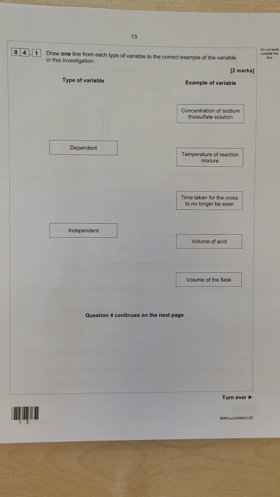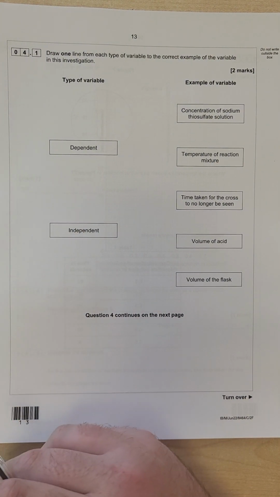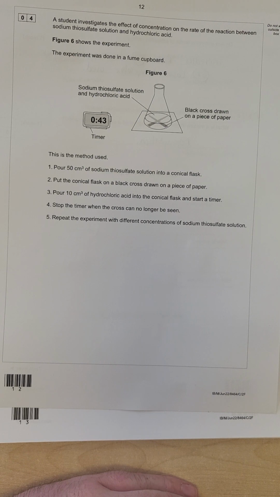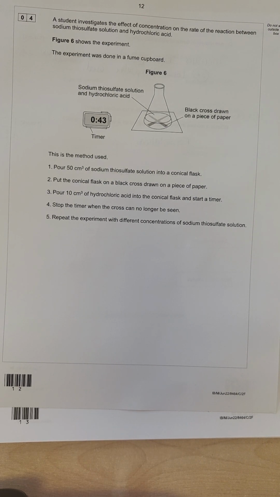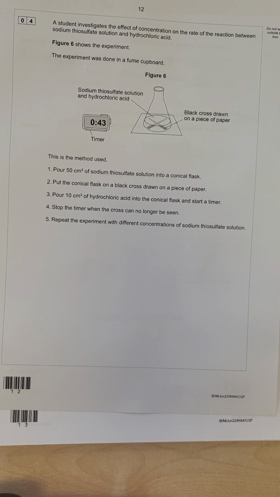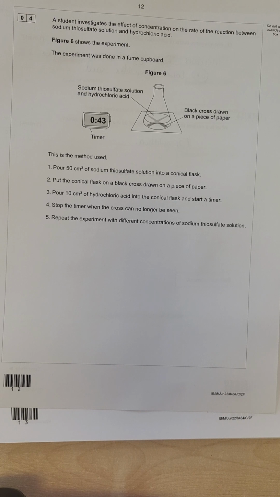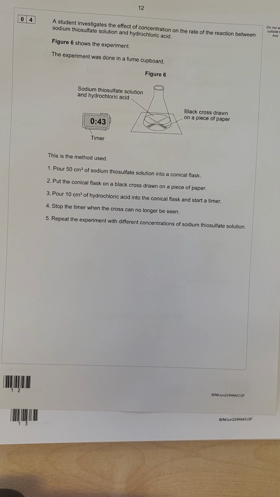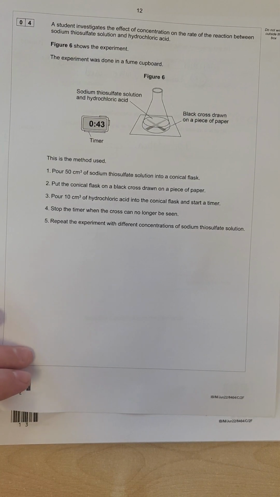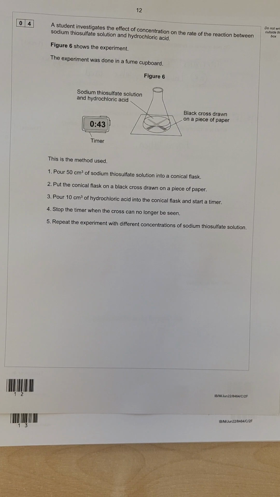Right, question 4 gives us some information and then a question as well. So I'll quickly show us this. This is called the disappearing cross experiment. They're investigating the effect of concentration on the rate of reaction between sodium thiosulfate and hydrochloric acid, and they're timing how long it takes for the cross to no longer be seen. They're using sodium thiosulfate in a conical flask, adding hydrochloric acid and starting the timer. They then repeat with different concentrations of sodium thiosulfate.